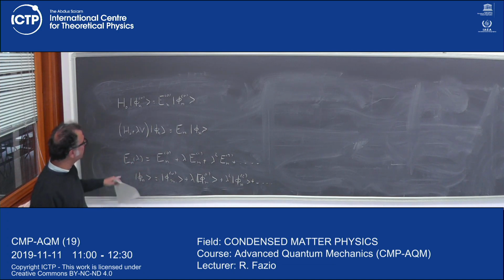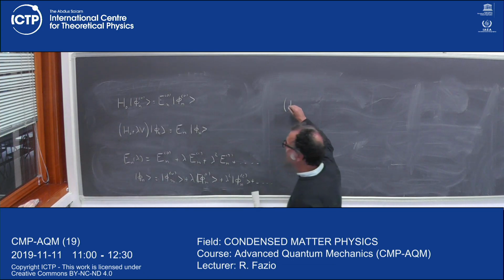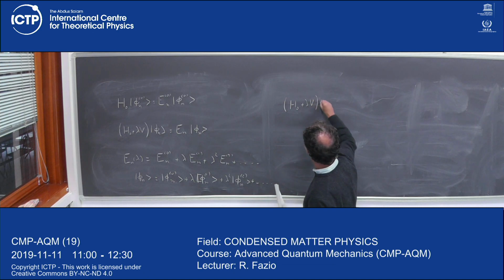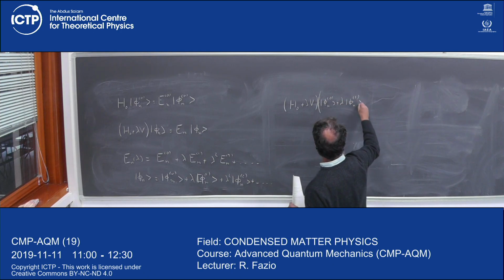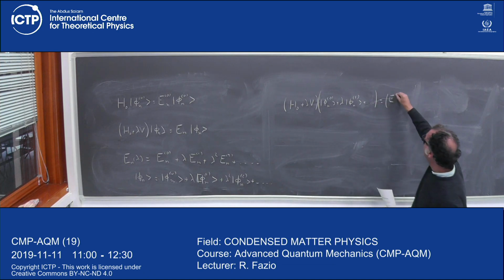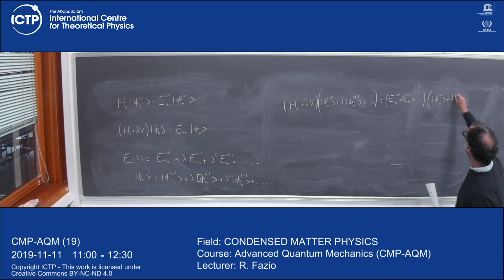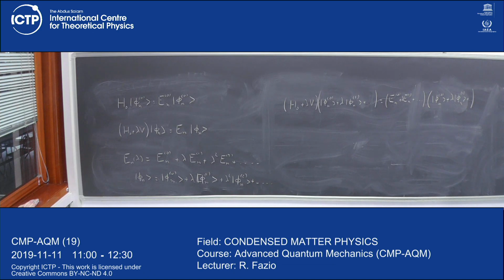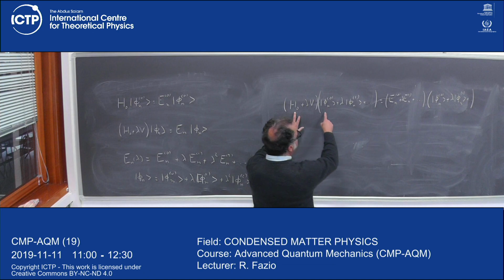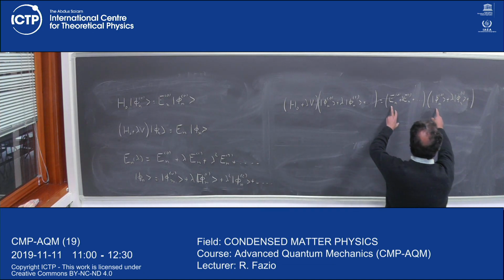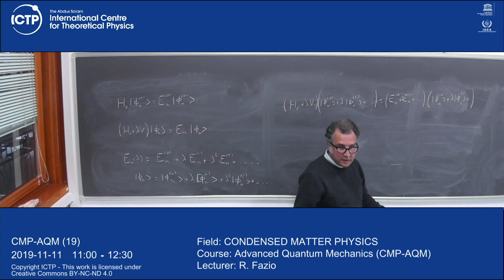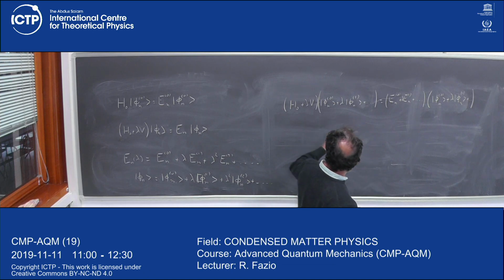So let's see. I just write it so that you see. So you have H0 plus lambda V, which multiplies phi 0 of n plus lambda phi 1 of n, equal to E0 of n plus lambda E1 of n plus and so on, which multiplies phi 0 of n plus lambda phi 1 of n. Okay? So let's see the zero order. The zero order is when H0 multiplies phi 0 equal E0 multiplies phi 0. Okay? Which is satisfied by construction. So let's see the first order.